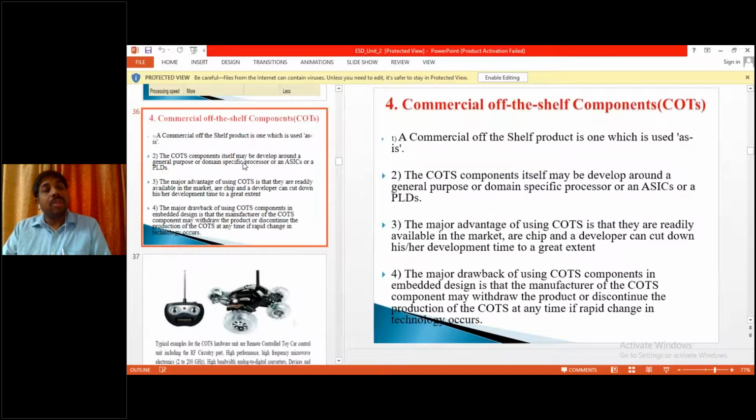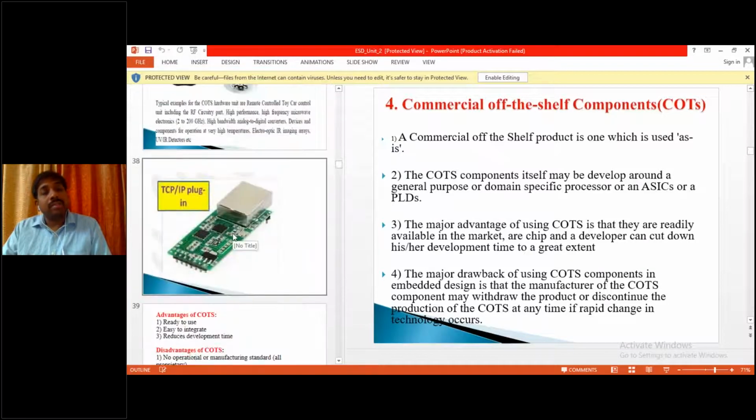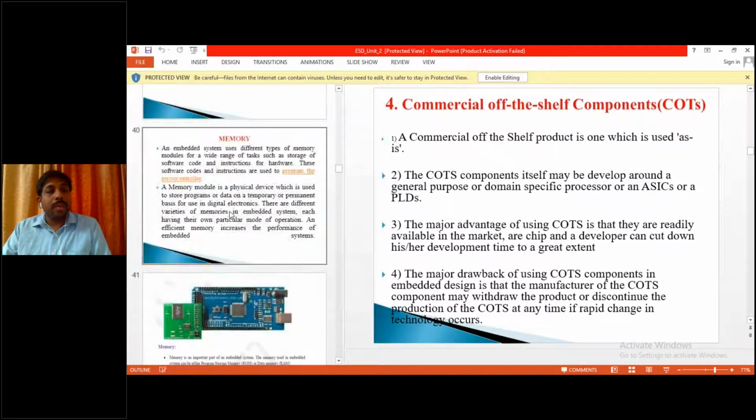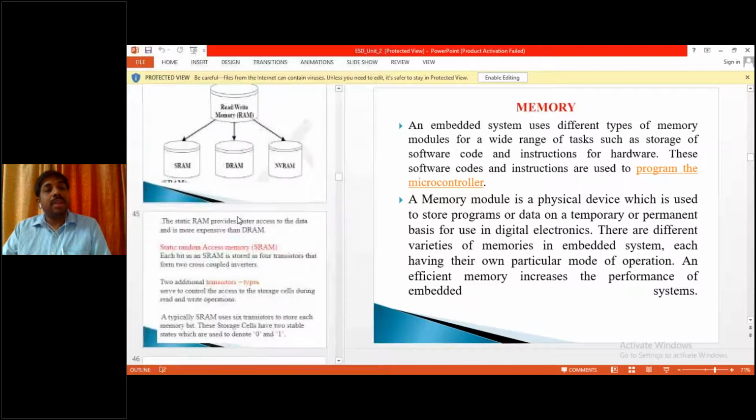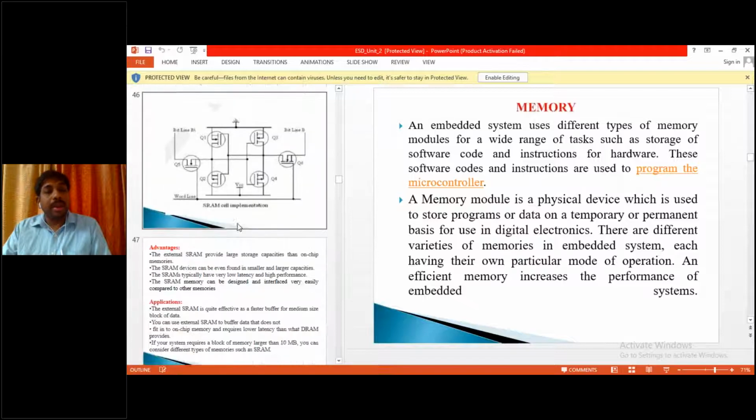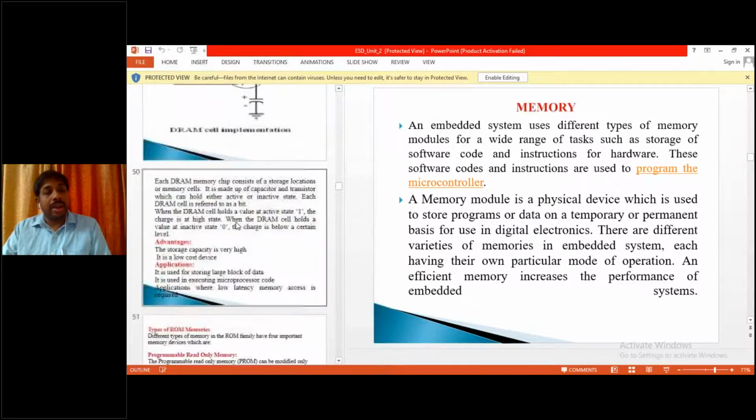So there can be a commercial off-the-shelf component, which means there is a ready-made design which you can directly insert and use as a hardware core. So coming to memory, memories are of different types, RAM and ROM. Under RAM we have seen static RAM and dynamic RAM. Under ROM we have seen PROM, EPROM, EEPROM, and flash memory. These memories can be used for saving permanent data as well as temporary data.